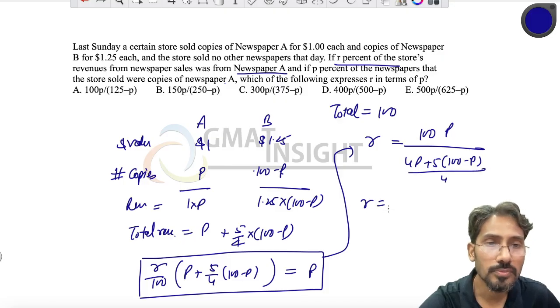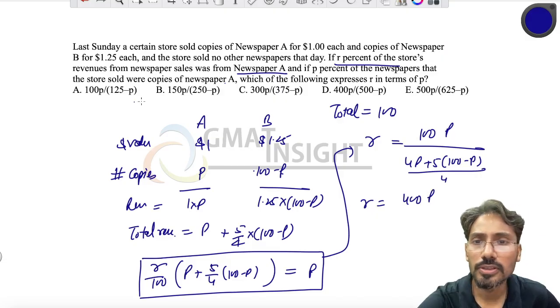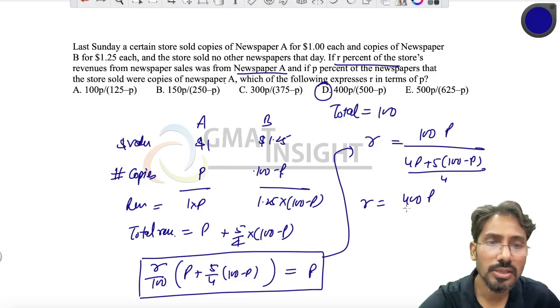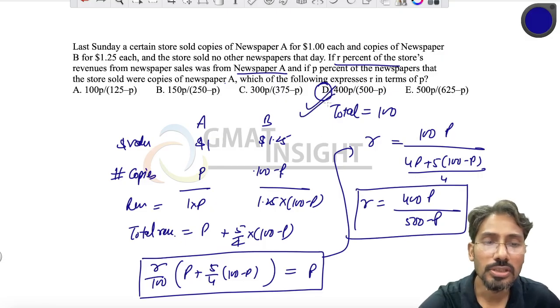That means R becomes equal to 400P. Do we have 400P? Yes. Option D looks like the correct answer so far. So we have 4P minus 5P. That means finally we will be left with 500 minus P. We have exactly what option D gives us.